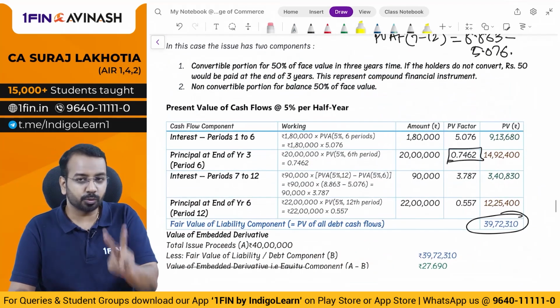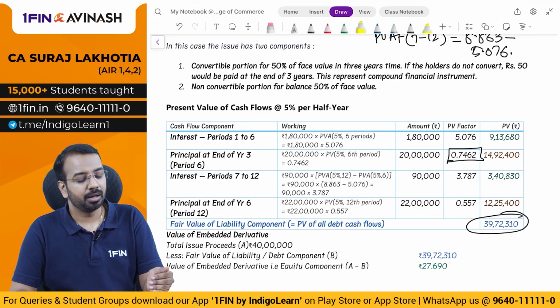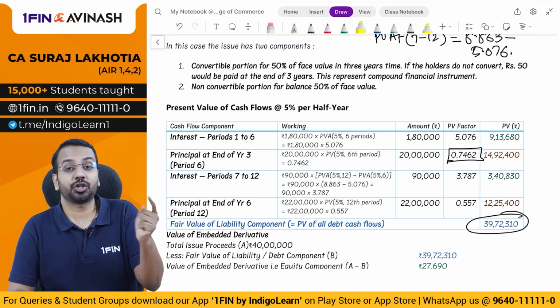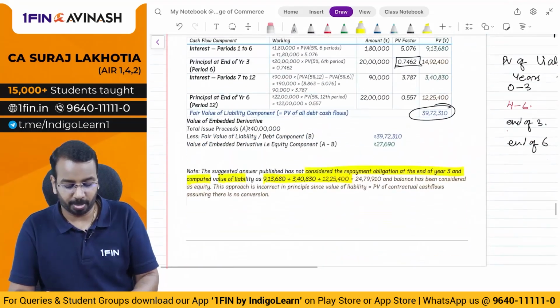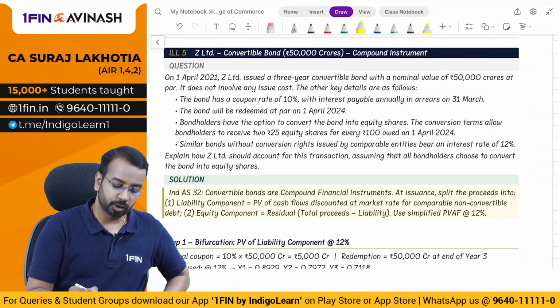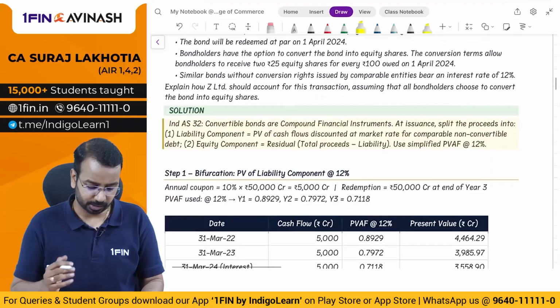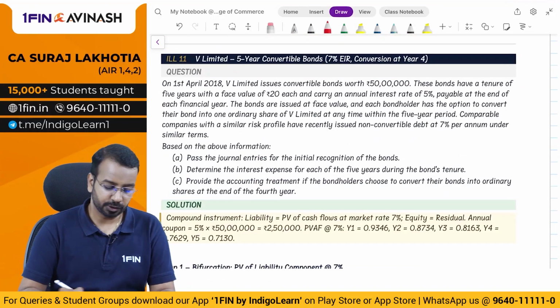Because there are two streams, and we know that the present value of liability is the present value of cash flows considering that the conversion option is not exercised, right. That is how we have to calculate. Alright. Then in the workbook we have a convertible bond. This you can calculate. It is again the same concept, some questions you can practice. Alright. Let us look at the next question.